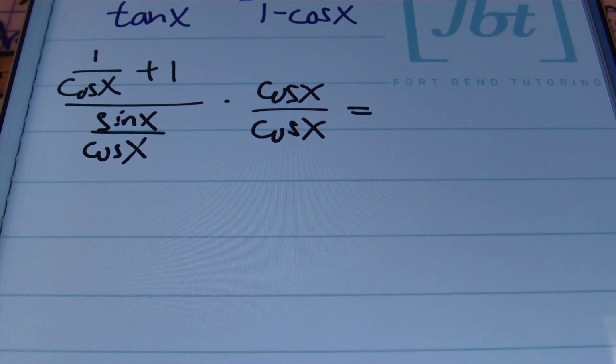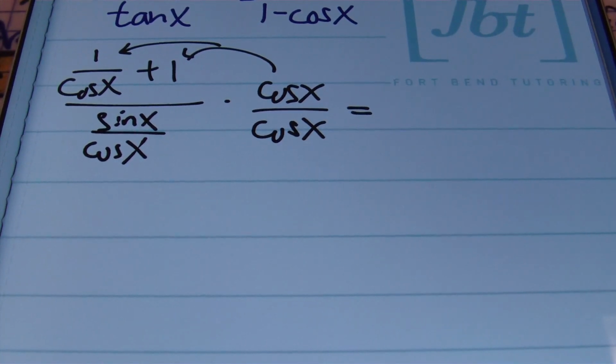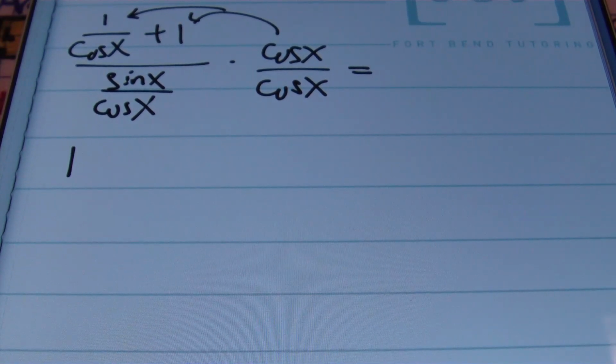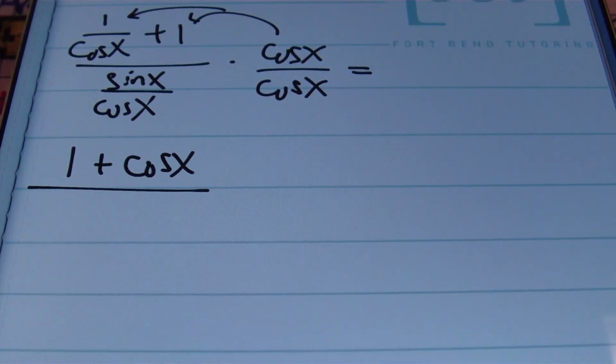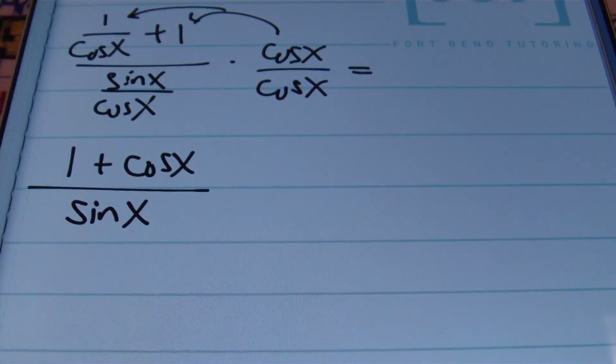I'll be distributing that, which means I'm going to get my arrows popping, ladies and gentlemen, okay? Love the distributive property. So 1 over cosine x times cosine x is just 1. Then 1 times cosine x is cosine x. And then in the denominator, multiplying cosine x times sine x over cosine x, the cosine x's will cancel out, leaving you with sine x in the denominator, like so.